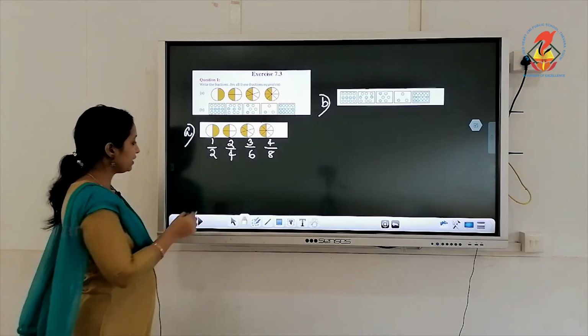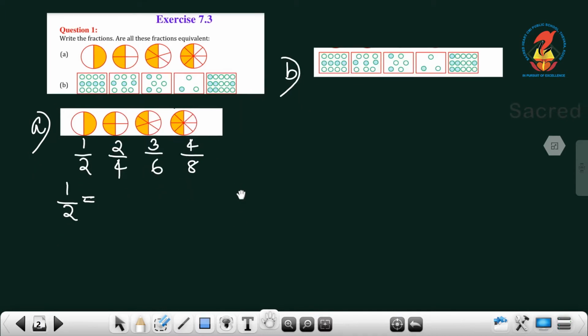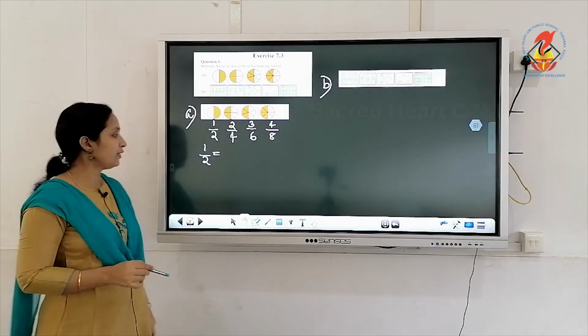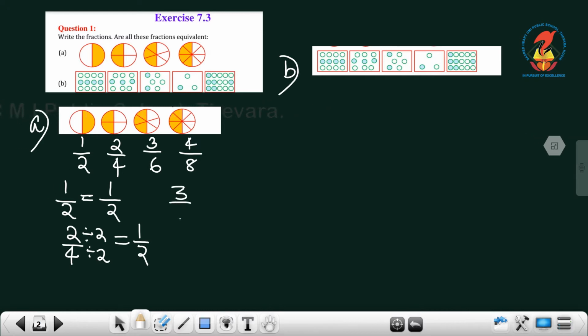So how will we check? First you find out the lowest term of all the fractions. Lowest term we already studied. How will we find the simplest form of a fraction? By dividing the numerator and denominator by the greatest common factor. 1 by 2 is 1 by 2 itself. 2 by 4, what is the greatest common factor between 2 and 4? It's 2. Divide by 2. What answer will you get? 1 by 2. Now take the next fraction, 3 by 6.